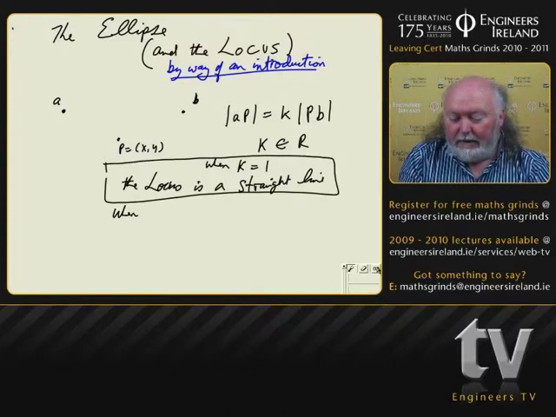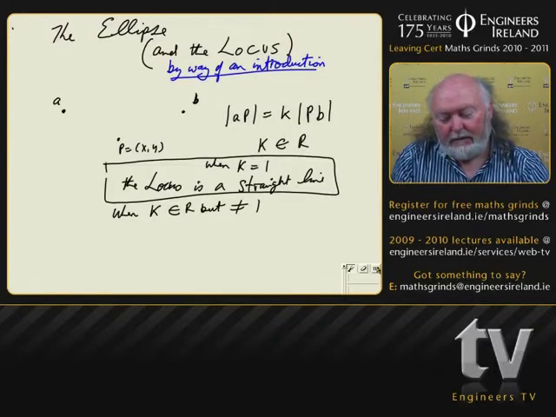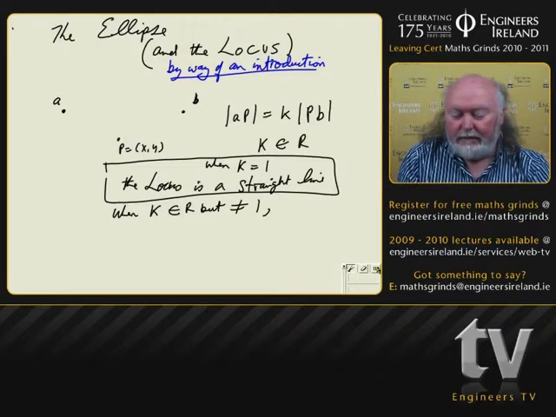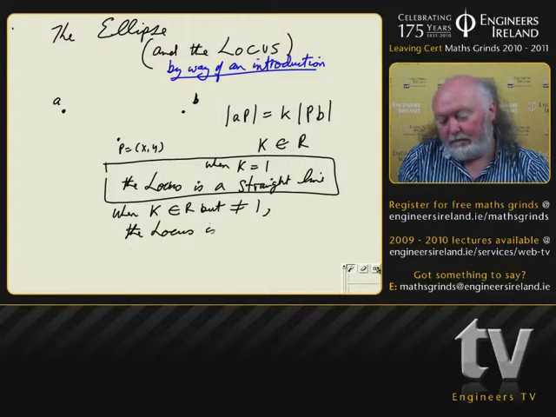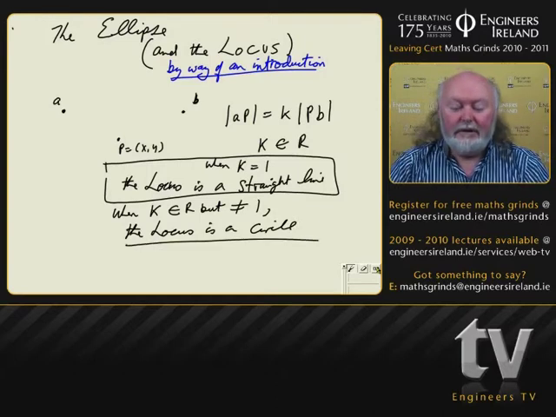when K is an element of R, but not equal to 1, any other value, we're basically saying you will get a circle. And that's how the game played out.